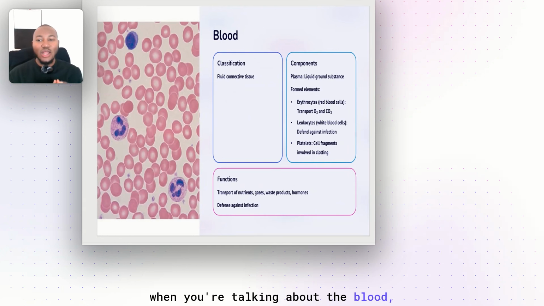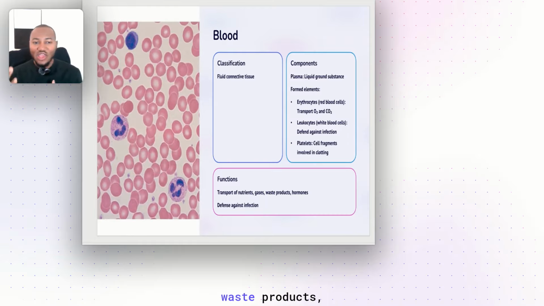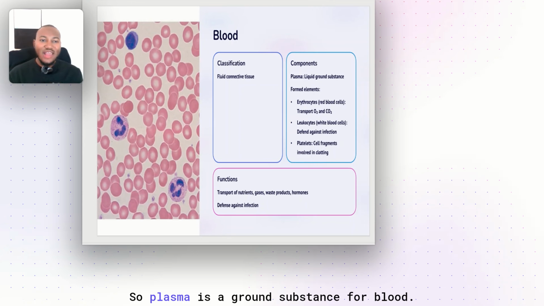Now, when you are talking about the blood, which is the fourth part, the last part of the connective tissue, the blood is the fluid part of the connective tissue, if they ask. We already know everything about the blood. The function is to transport nutrients, gas, waste products, hormones, and also used for defense. You understand? Immunity against infections. What are the components of the blood? We know the components. The major part is the plasma, which is the liquid ground substance. I told you, what is ground substance? Always the gelatinous substances, liquid substances. So plasma is a ground substance for blood.